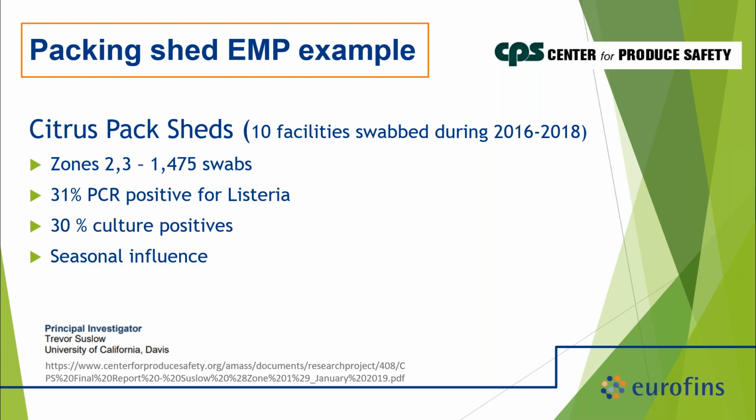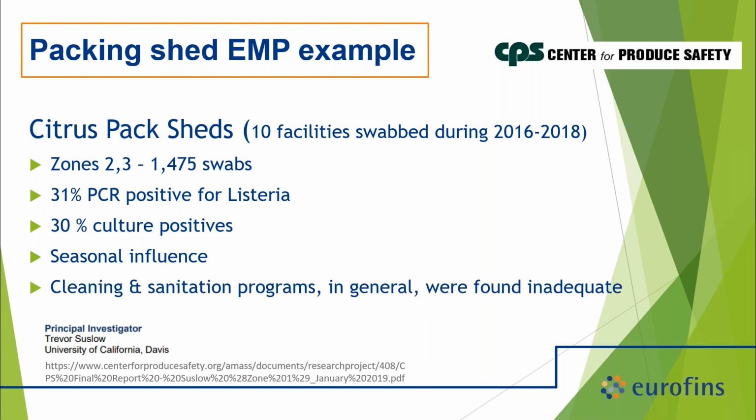They also found over this 2-year period that there's a seasonal influence and that you saw fluctuations throughout the year. That certainly is important if you're going to think about how to design your environmental monitoring. Most importantly, while you had a whole bunch of swabs, you had environmental monitoring programs, cleaning and sanitation programs were found inadequate. So just because we did testing, it doesn't mean that the management of our risk in these facilities was appropriate. So what was the problem there? It wasn't the testing. It was that we weren't doing good cleaning and sanitation.